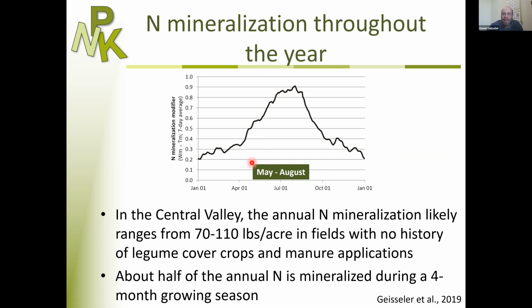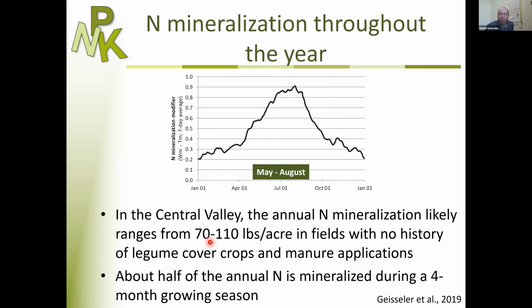If we take a crop that is grown from May to the end of August, for example, a processing tomato, during this period of time, it's only 4 months, but because it's during the summer, roughly half of that nitrogen is mineralized from soil organic matter. So somewhere between 35 and 55 pounds per acre during a 4-month growing season. And this estimate is pretty close to estimates from other areas where they looked at nitrogen mineralization with other methods. So at the moment for the Central Valley, that's our best estimate.